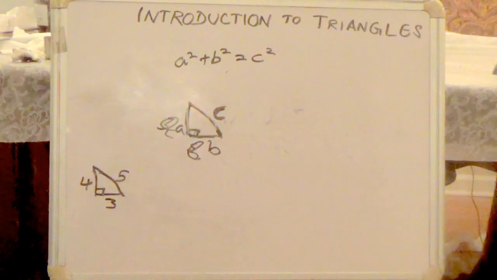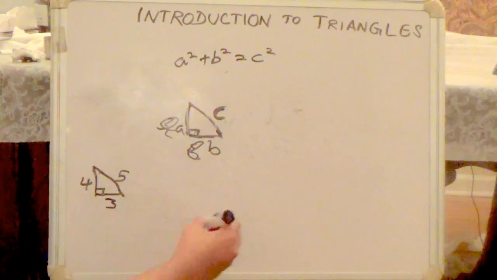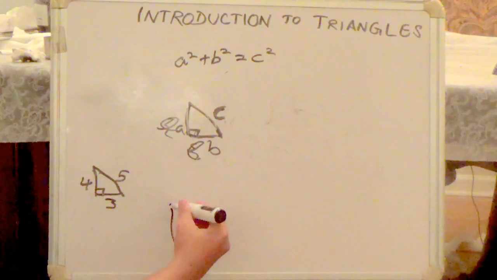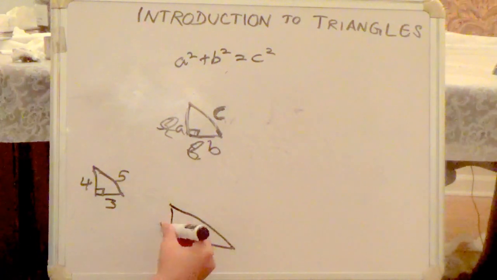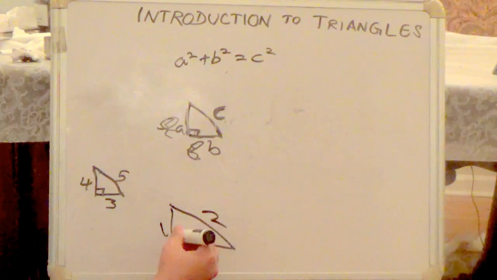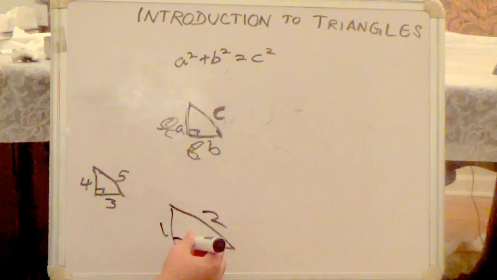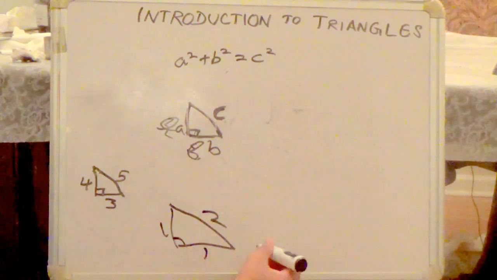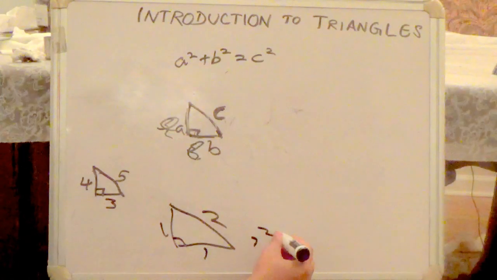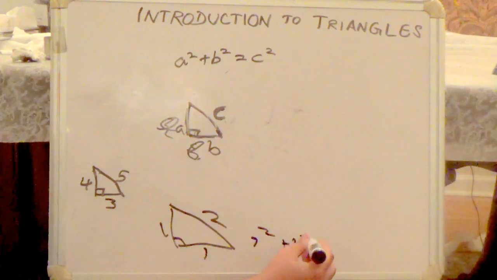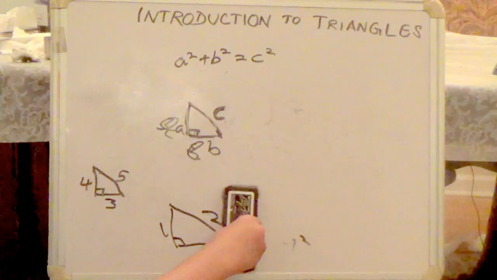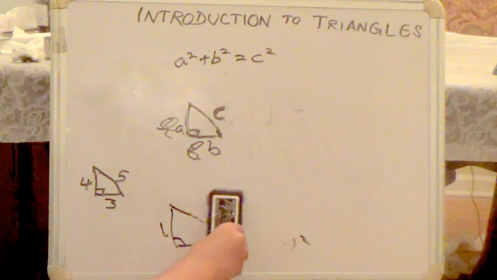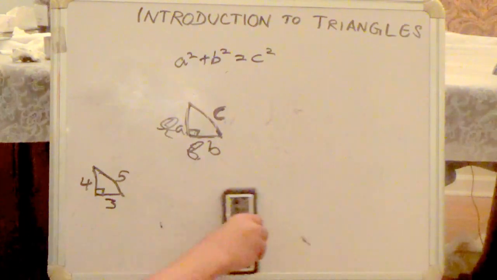But not all side lengths make right triangles. Like, if you want to do 1 and 1 and 2, the angle is not right because 1 squared plus 1 squared is 1 plus 1, and that is not 2 squared, which is 4. Therefore, 1 squared plus 1 squared is not 2 squared. Okay.